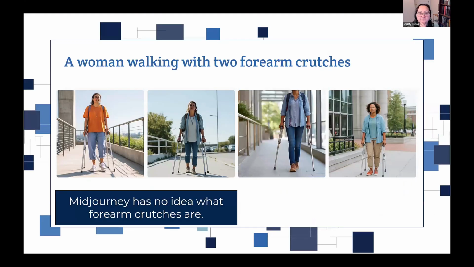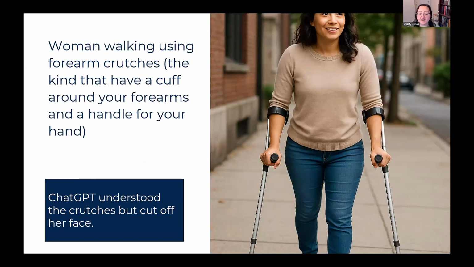Disability representation. Midjourney has no clue what forearm crutches are, even now. Sometimes I'll get these images, and in this case, ChatGPT understood the forearm crutches, and they're not terrible, but it did what is true of a lot of stock photos. You focus on the assistive device and cut off the face of the person.